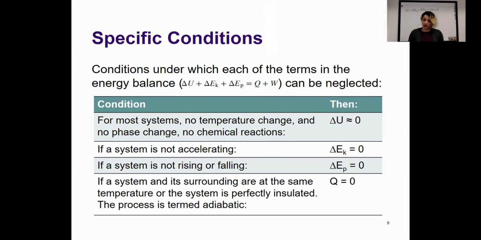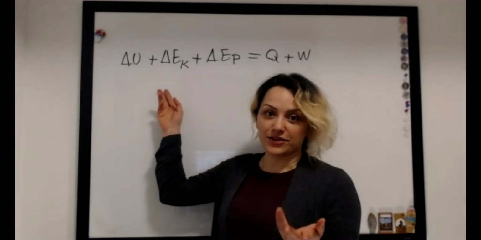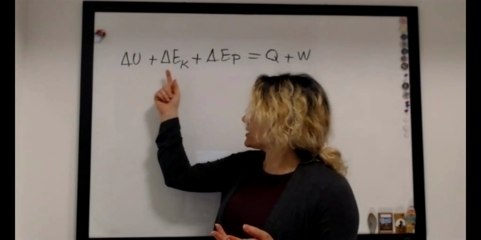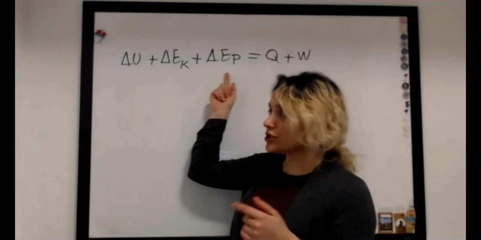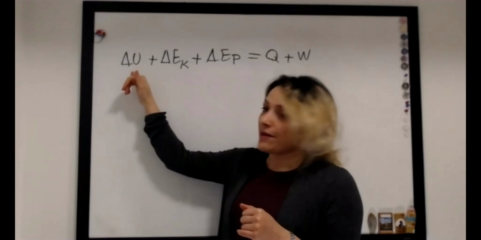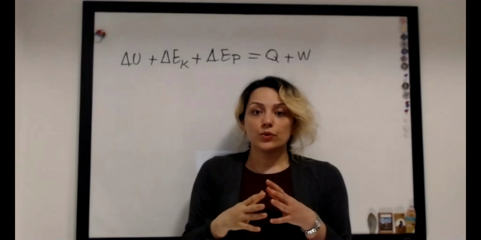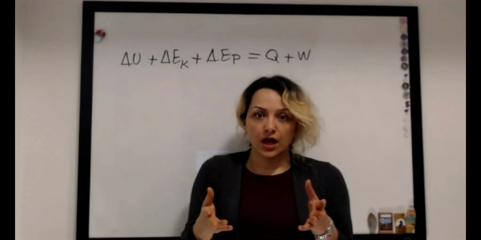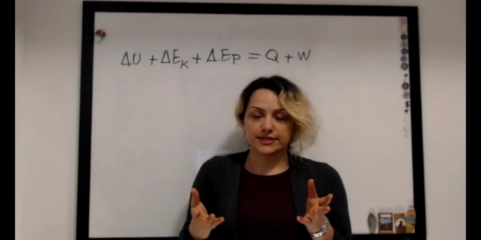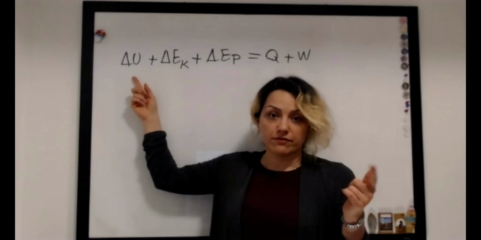Under some conditions, we can neglect these terms. So let's look here, I wrote it down. That's the energy balance equation: delta U plus delta EK plus delta EP is equal to Q plus W. For example, talking about delta U, if there is no heat of reaction and no temperature change in our system, in that case we would consider the change of internal energy to be zero.